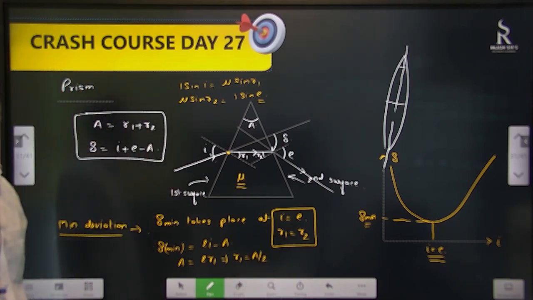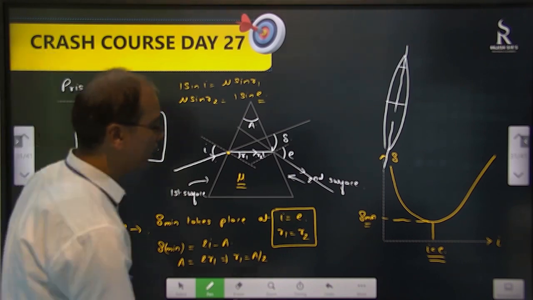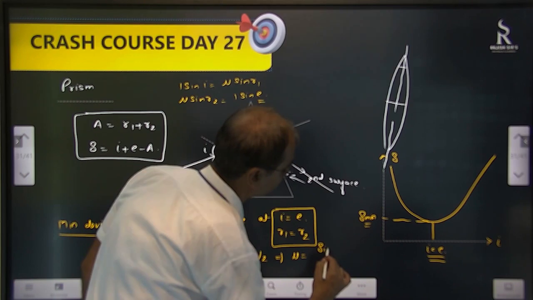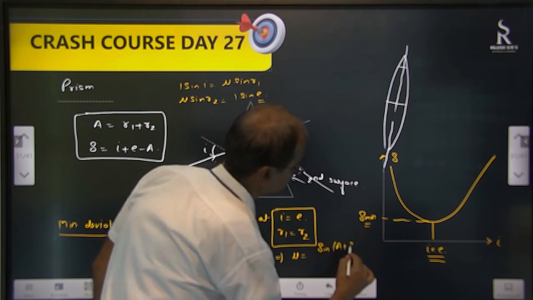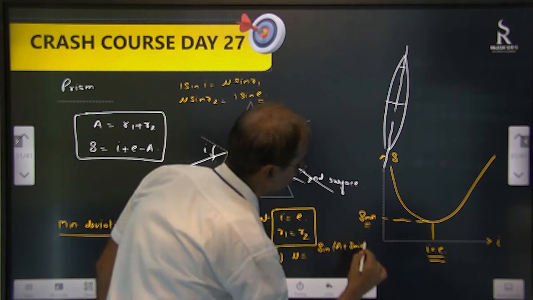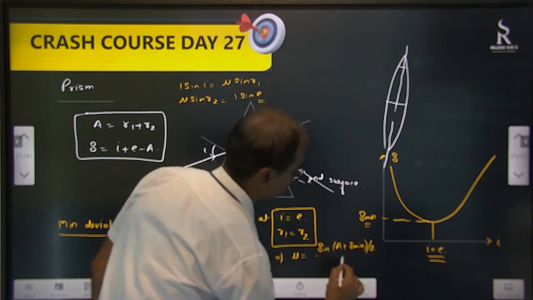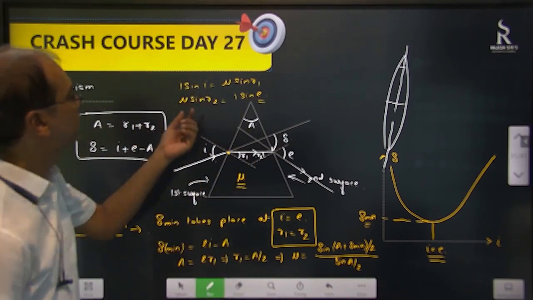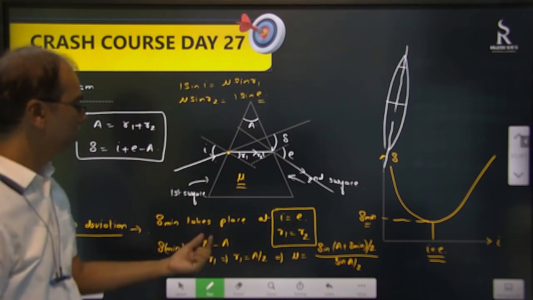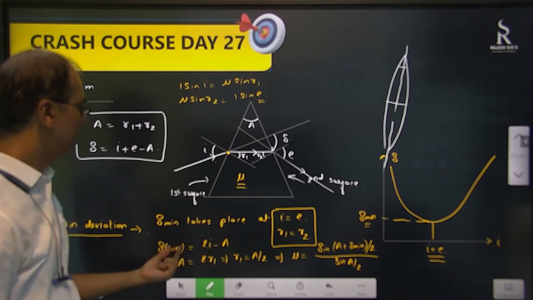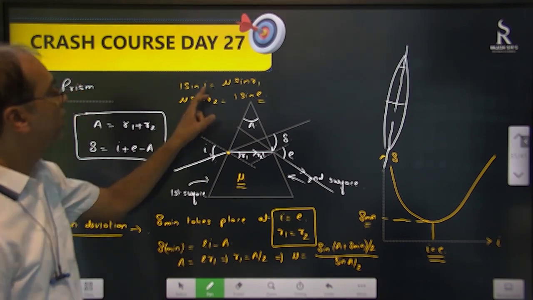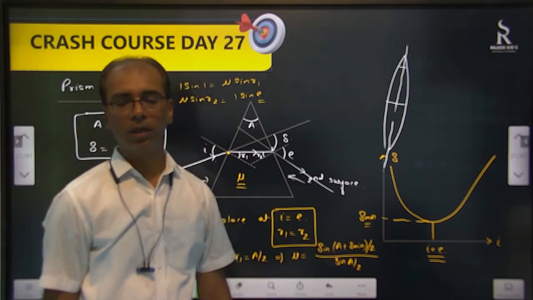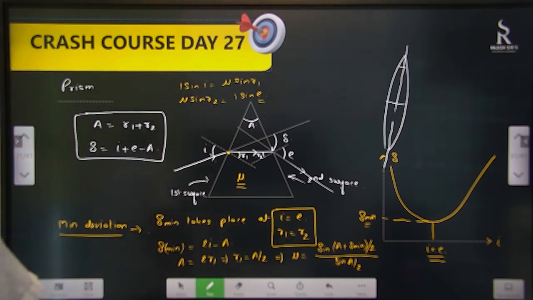So for minimum deviation case, mu value we write as sine of A plus delta minimum by 2 by sine A by 2. From where is this coming? Nothing. We are just placing it over here. Sine I value we got from here. A will be here by 2. So A plus delta minimum by 2 is I value and R1 value is A by 2. So this is the condition of minimum deviation.